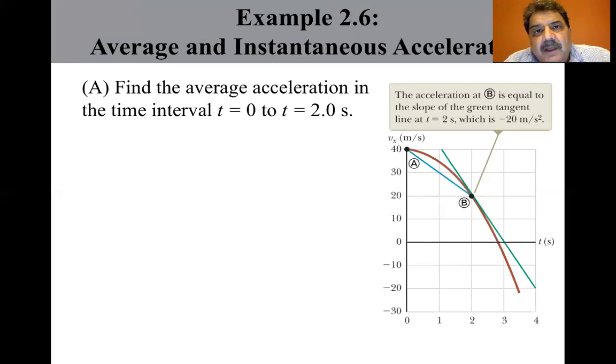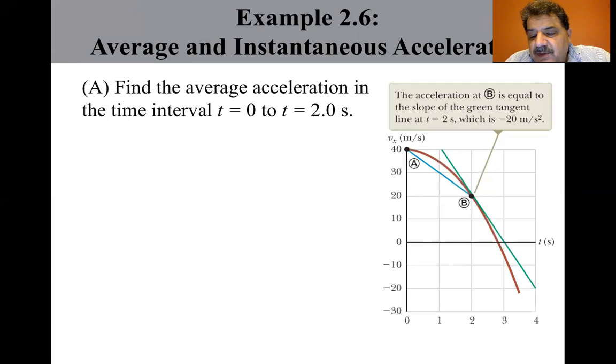Categorize. The solution to the problem does not require either of the analysis models we have developed so far and can be solved with simple mathematics. Therefore, we categorize the problem as a substitution problem. Find the velocities at t initial, which is equal to t sub A, which is equal to 0, and t final, which is equal to t sub B, which is equal to 2 seconds.